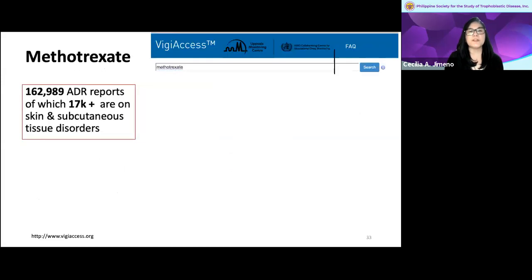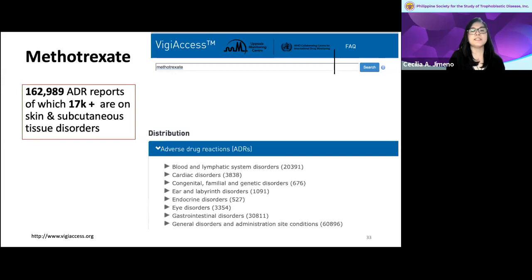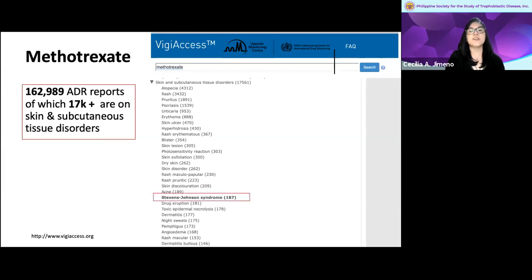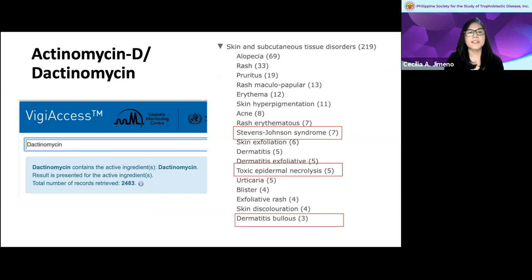But it is actually methotrexate that has the most number of reports, no? Nearly more than 160,000 reports, with 17,000 of them on skin and connective tissue disorders as the ADR. And again, you can see that quite a number of them are Stevens-Johnson, almost 200 for SJS and TEN. And that's aside from the bullous dermatitis, bullous diseases. The rest, EMACO, actinomycin or dactinomycin, again, not as many as methotrexate.